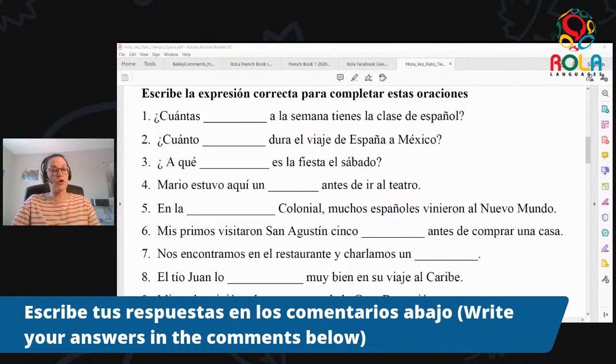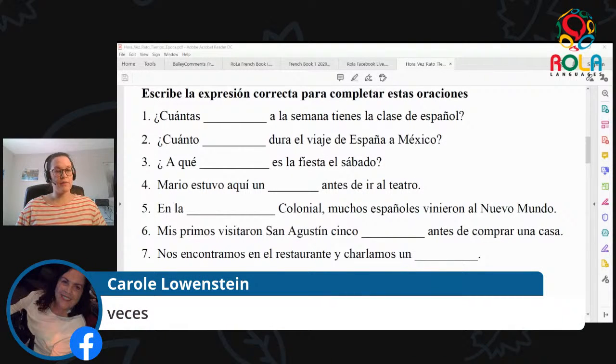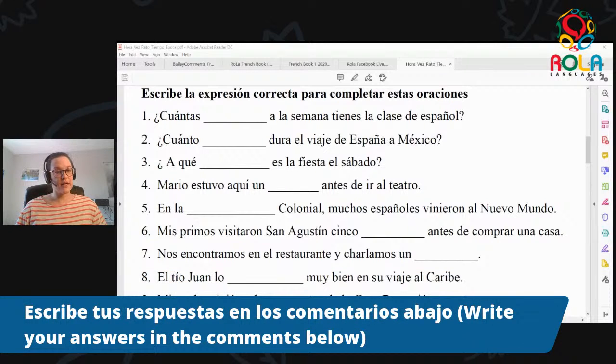In this case, the 5 that comes before our blank is going to be a good help for us to figure out what we're going to put here. Because if it's 5, it means it has to be something that we can count, something we can put in plural. So we think about this one. Muy bien, es veces. Mis primos visitaron San Agustín 5 veces antes de comprar una casa. So my cousins visited St. Augustine 5 times before buying a house. So this should be veces in the sense of instances or occurrences.